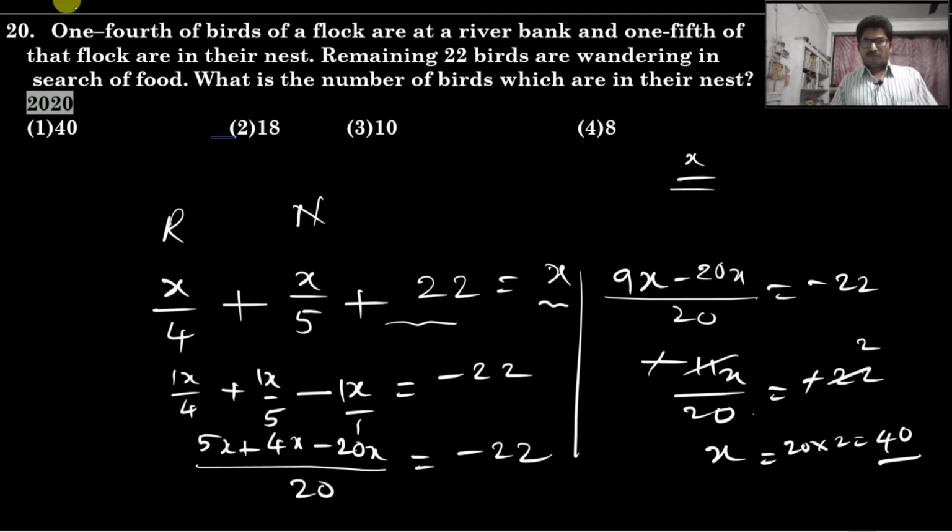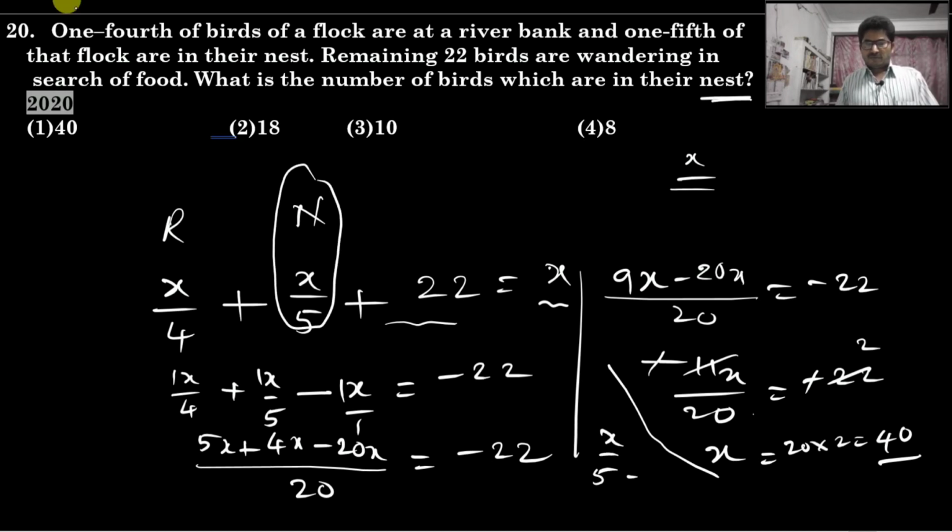But here we have to find the number of birds which are in their nest. Nest means x by 5. So x by 5, 40 by 5. 5 1s are 5, 5 8s are 40. So 8 is the answer. Option 4.